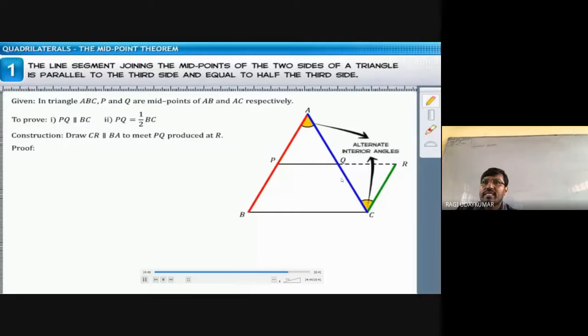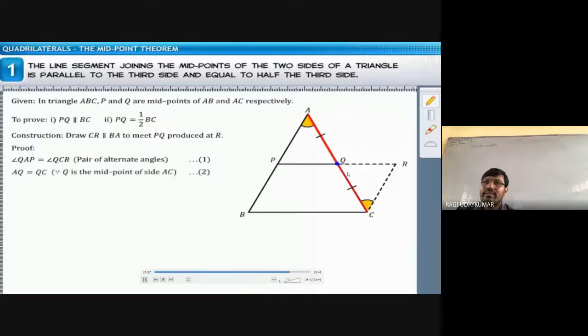So now here if you see, these two angles are alternate angles because CR is parallel to AB. So these two are alternate angles. So this angle will be equal to this angle. So what is that? Angle QAP and angle QCR are equal, and AQ is equal to QC, it is given, and these two angles are vertically opposite angles.